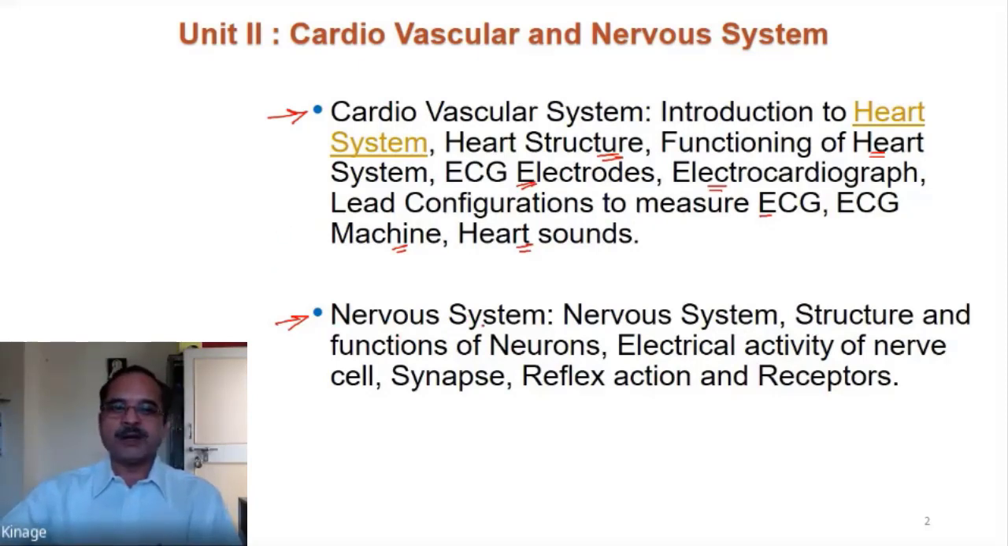Then in the second part, we'll study the nervous system. Here we'll see the structure and functions of neurons and the electrical activity of the nerve cell, which we already discussed something about earlier. Then what a synapse is, reflex action, and receptors, all those things. So let us start with the first part, the cardiovascular system, introduction to the heart system.